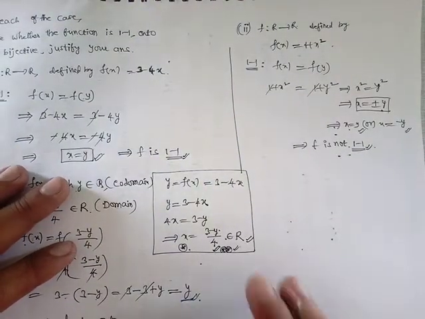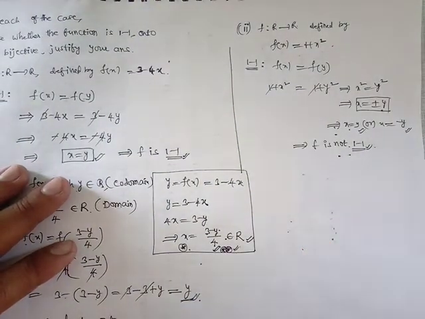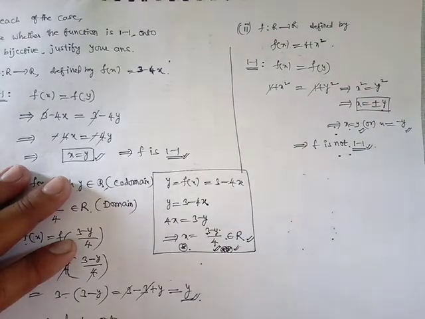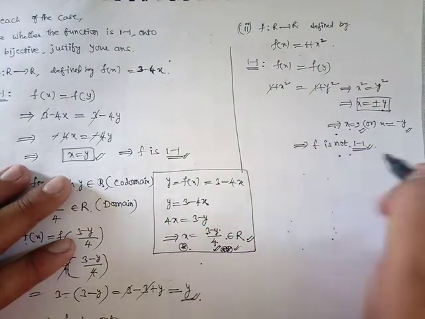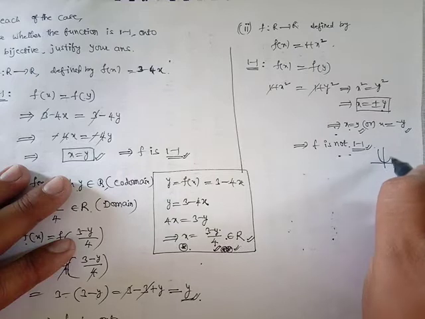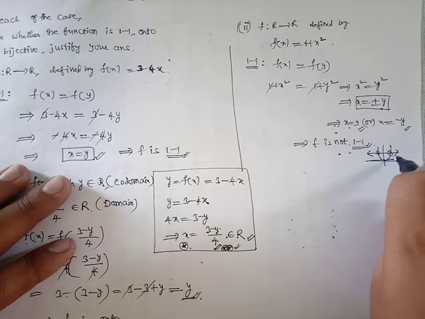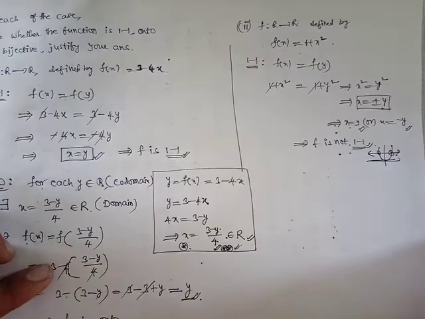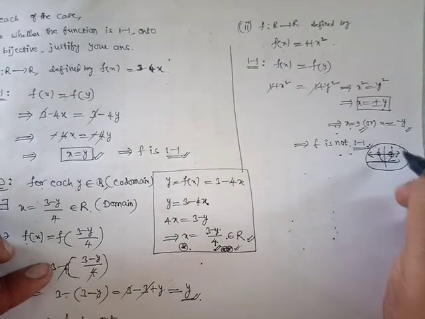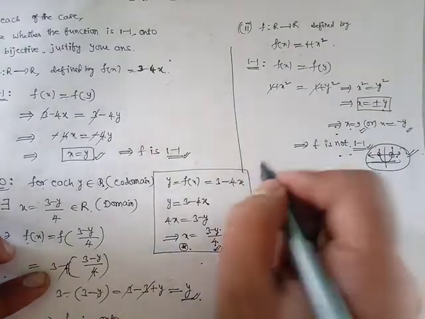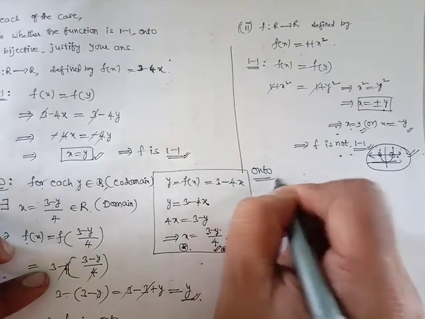Whenever an x² term appears and is related with R, it is not 1-1. This is the graph of x², and drawing a line parallel to the x-axis, it will intersect the graph in two different places. That's why it is not 1-1. Now coming to the onto definition.